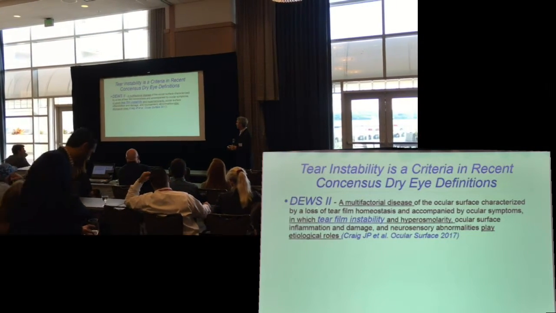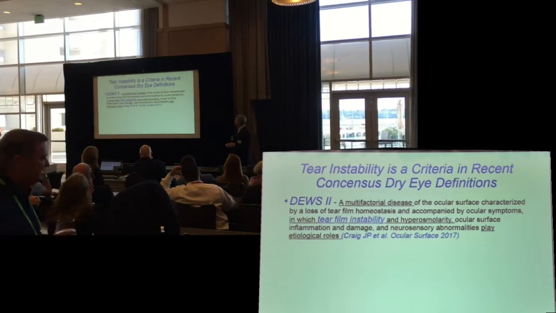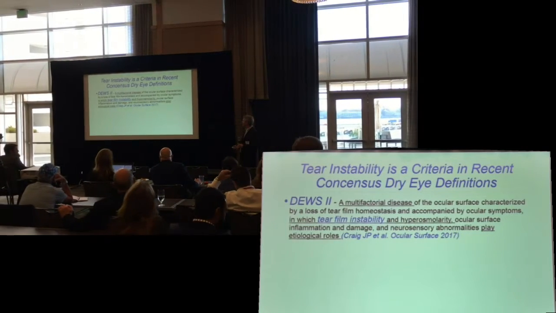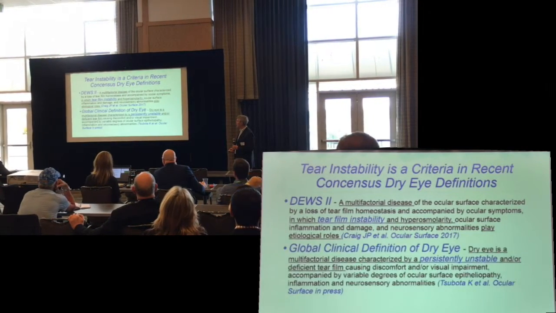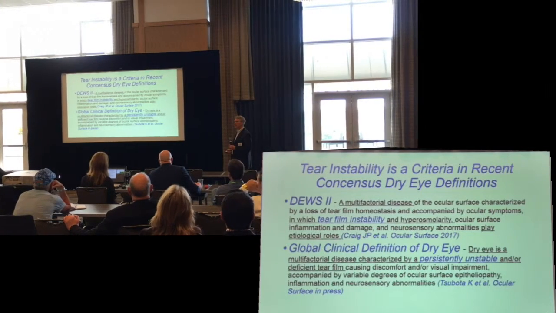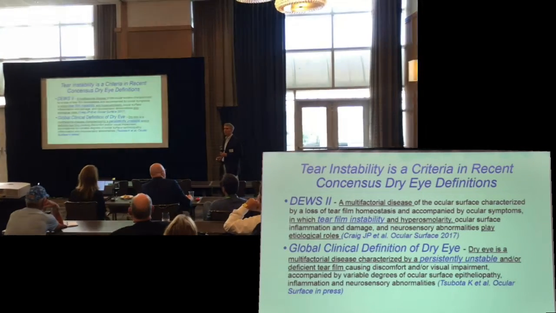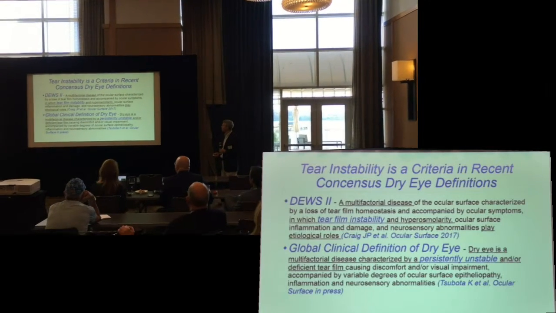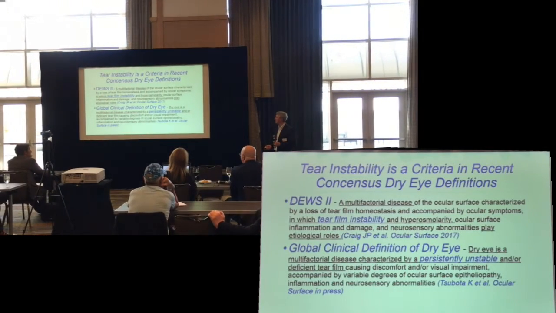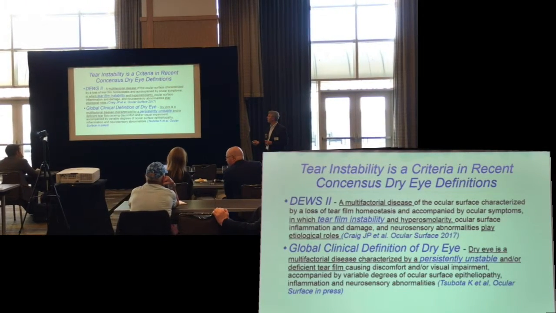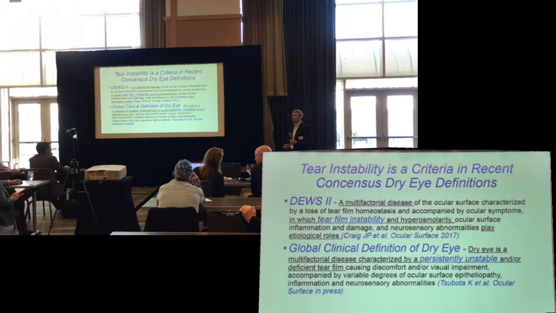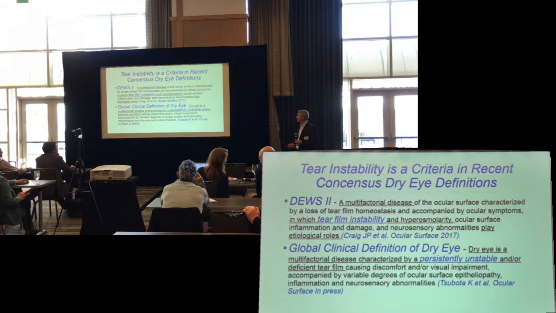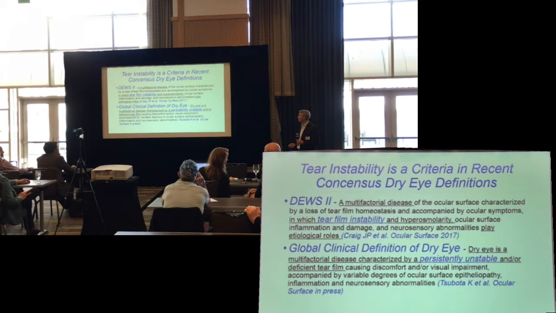In the DEWS 2 workshop, it was defined as a multifactorial disease in which tear instability and hyperosmolarity play etiologic roles. And then more recently, Kazuo Tsubota from Japan put together a global group to define dry eye from a clinical perspective, and they said that also that it's a multifactorial disease characterized by persistently unstable and/or deficient tear film.